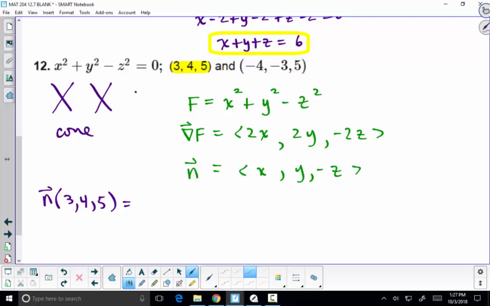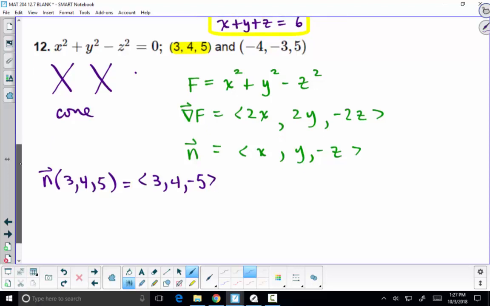We plug in the 3 for the x, plug in the 4 for the y, plug in 5 for the z. So that's a normal at 3, 4, 5. So 3, 4, 5 is on this cone. That vector is normal to it. Now we want the tangent plane there.